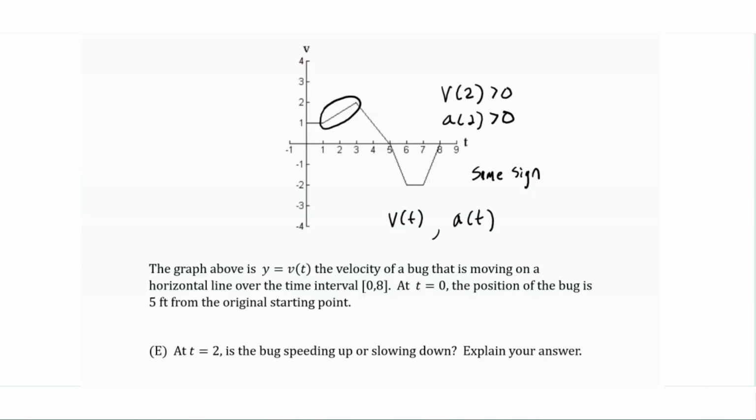So they're both positive, so they're working together. In this case, the bug would be speeding up. Our justification would be because v of 2 is greater than 0, and a of 2 is greater than 0. And you do have to justify that.